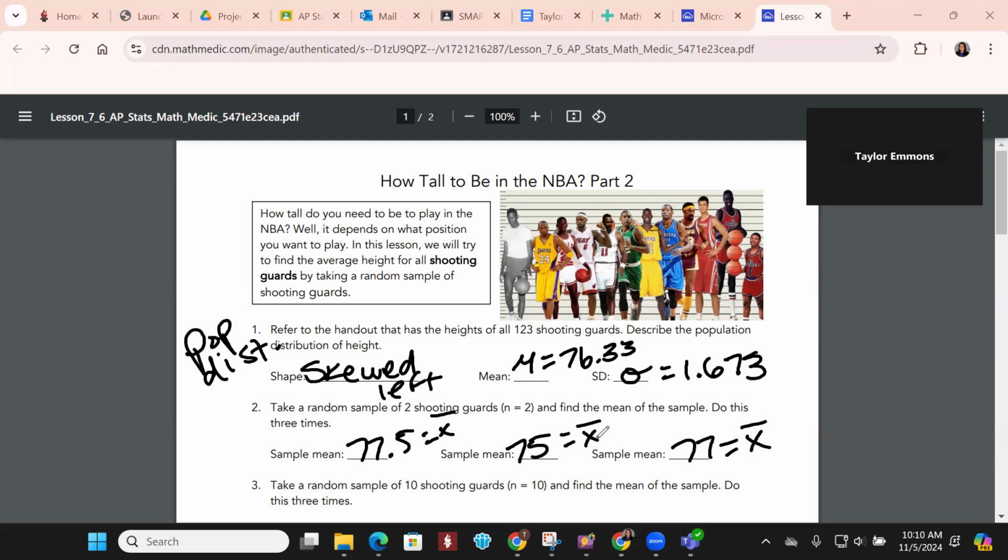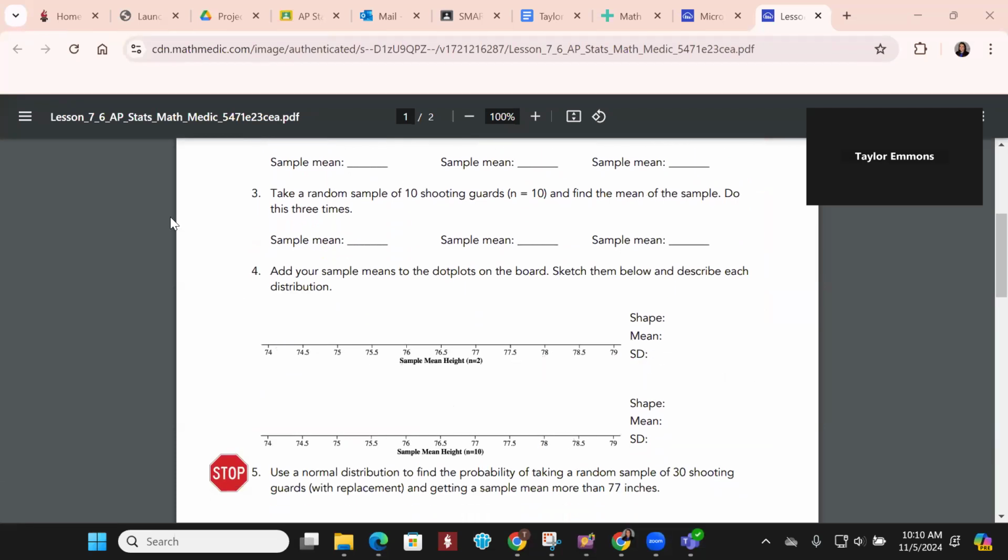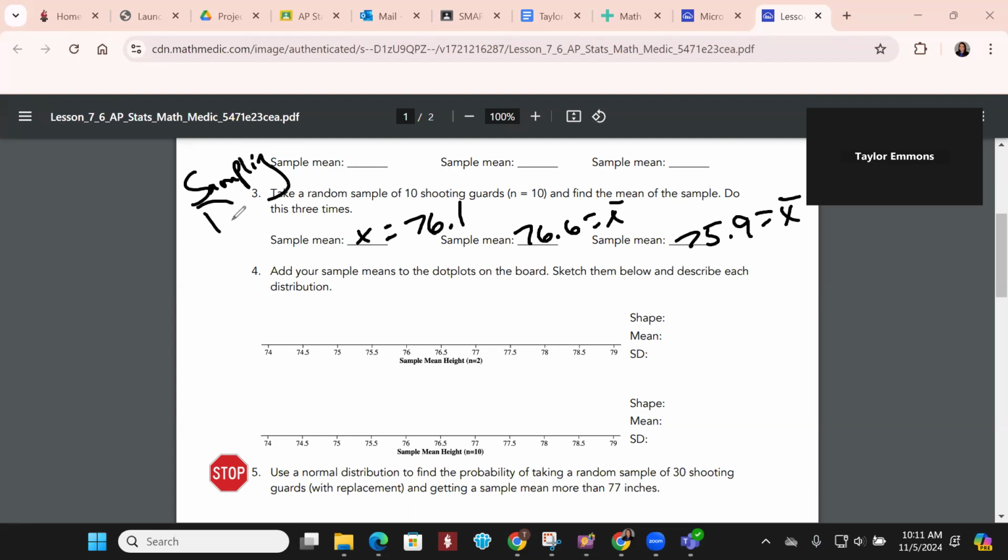Now, take a random sample of 10 shooting guards and find the mean of the sample. Okay, so sample mean, let's say we did it again: 76.1, 76.6, and 75.9. Okay, this is what we call the sampling distribution. So on 2 and 3, those are sampling distributions with n is 2 and n is 10. Add your sample means to the dot plots on the board and sketch them below and describe each distribution.